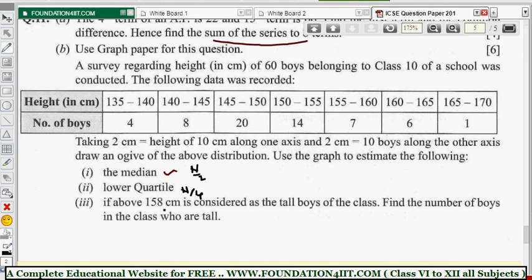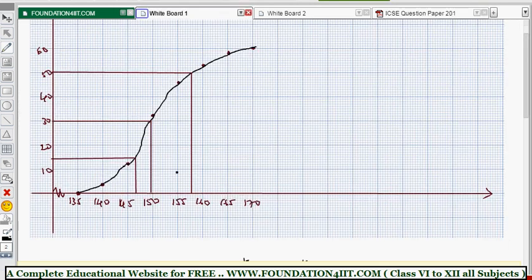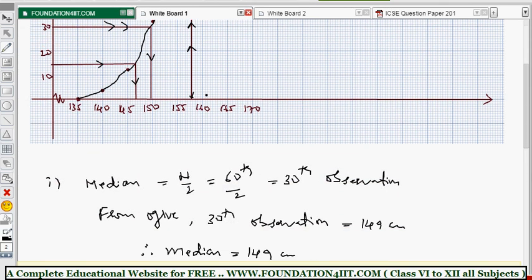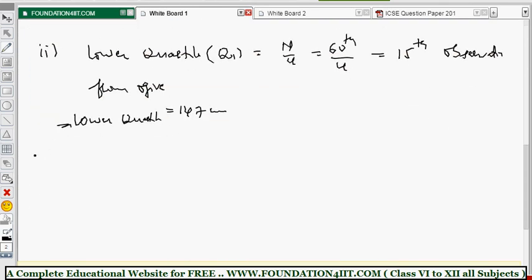If above 158 centimeters is considered, from 158 you should take up. From 158 if you take up to this level, where it touches is on this side. Then you start taking the other side, downwards, and it's only from above. So it touches at 50. The total number of students is 60, so 60 minus 50, so 10 members are tall. It touches at 50 when you take 158, so we can confirm like this.